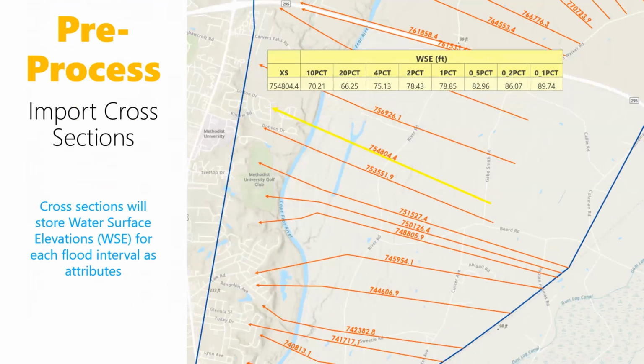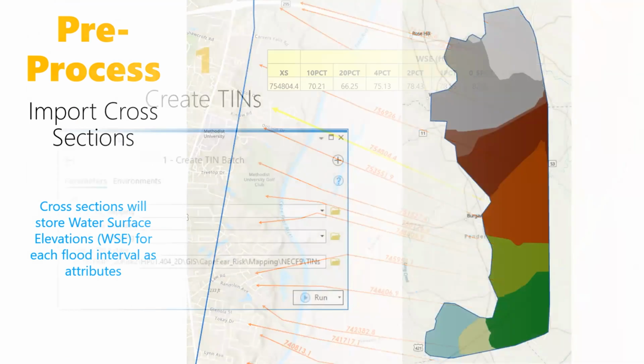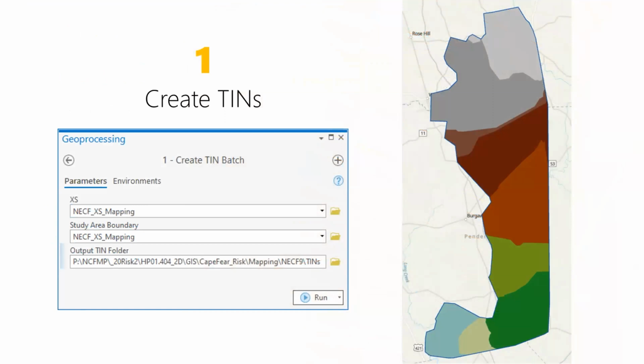There is some pre-processing before we can start this process. We have our cross sections that are brought in from the H&H models, and then our water surface elevations that are brought in as a table also from those models. We're just going to join them, and then that will be our input to create our tins. And then everything I'm about to show you is just the tools that we had set up in Model Builder.